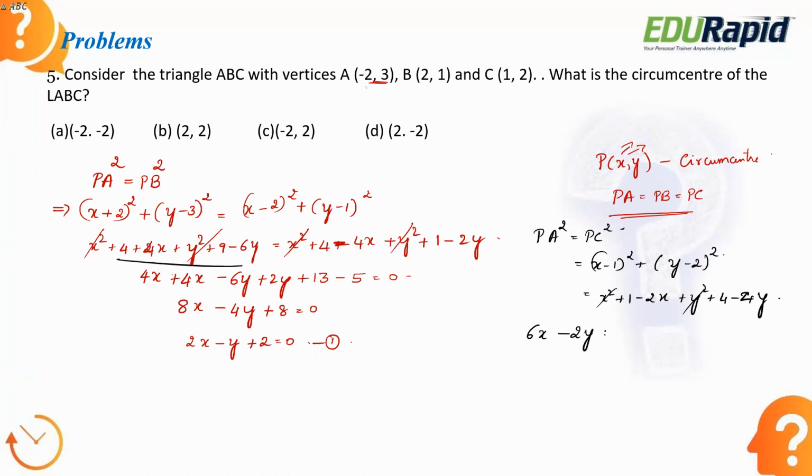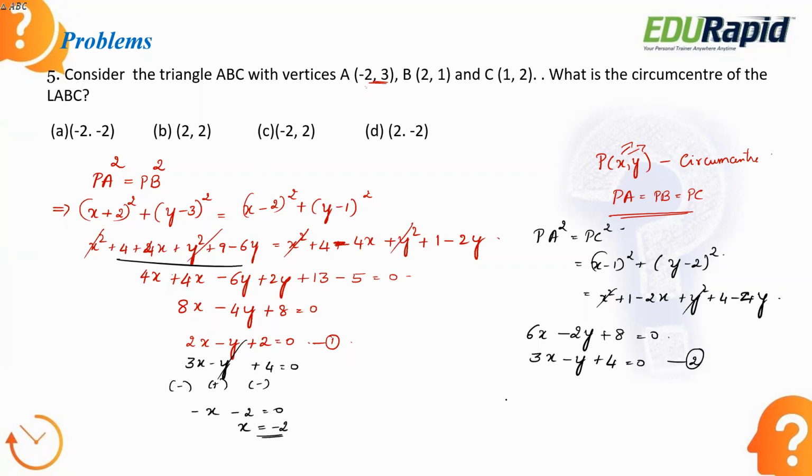Here you have 5. Again, it is 8 is equal to 0. So on dividing throughout by 2, you will get 3x minus y plus 4 is equal to 0. This is your equation number 2. Now solve both the equations. I'll write this here. On changing the sign, I'll get minus x minus 2 is equal to 0. So x is equal to minus 2. This is what I get.